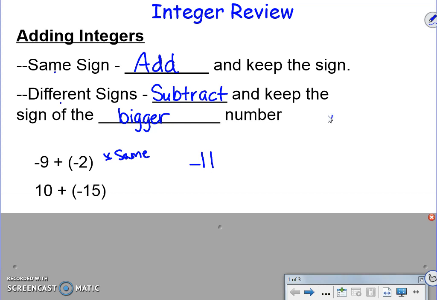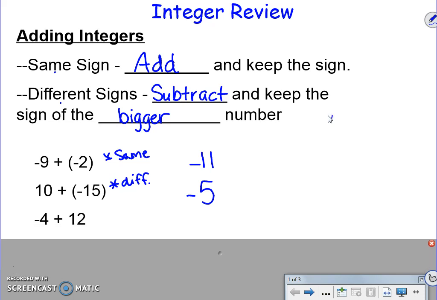The next one, we have 10 plus a -15. So this time, they're different signs. So we have to subtract. Well, remember when you learned to subtract numbers, you always took the smaller number from the bigger number. So that's what we're going to do. We're going to take 15 minus 10, which is 5. Let's see, this was different signs. And then I need to keep the sign of the bigger number. Well, which number is bigger? Is 10 or 15 larger? Well, 15 is the bigger number, so it's going to be a -5.